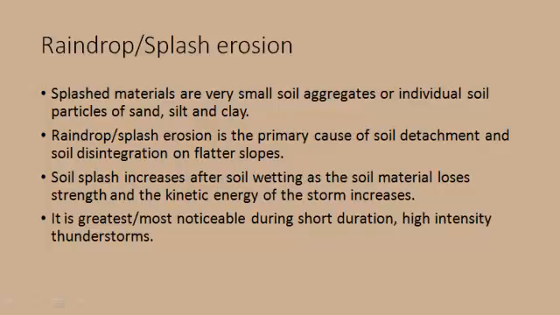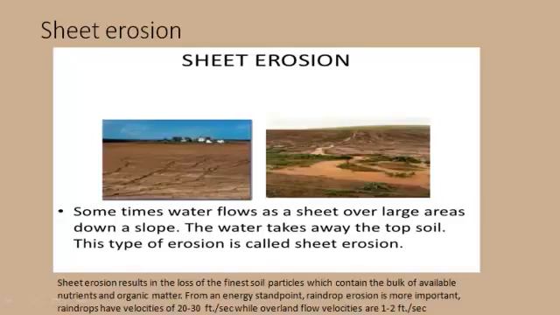And soil splash increases after the soil wets up and the soil loses strength and the kinetic energy of the storm increases. And raindrop and splash erosion is greatest and most noticeable during short duration, high intensity rainstorms. So to recap, we got the raindrops hitting the bare soil, breaking those soil aggregates loose. Soil splash throwing the particles into the air. Pores starting to plug as the water sinks into the ground. Water starts flowing over land as a sheet, and that brings us sheet erosion. And sheet erosion results in the loss of the finest soil materials that hold the organic matter and the nutrients.